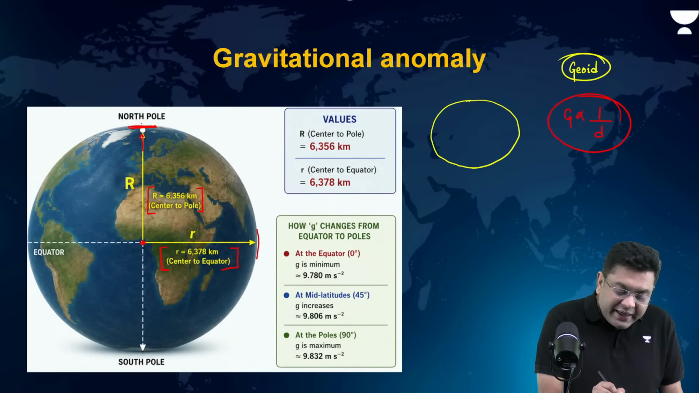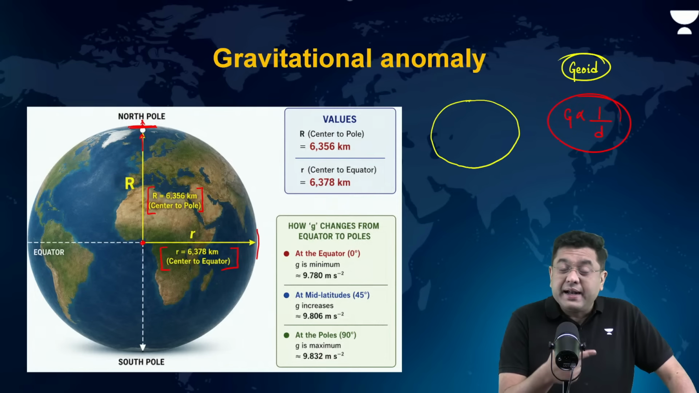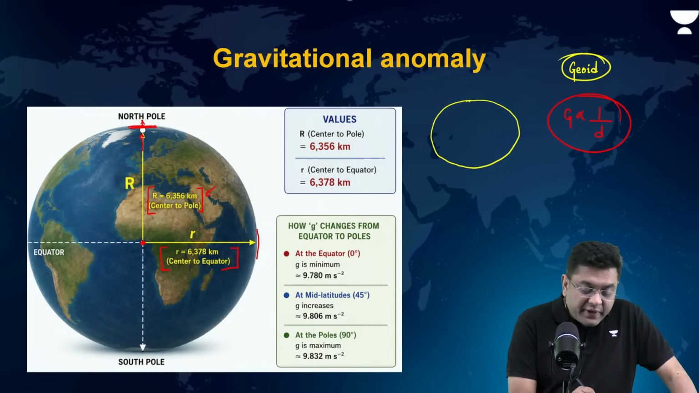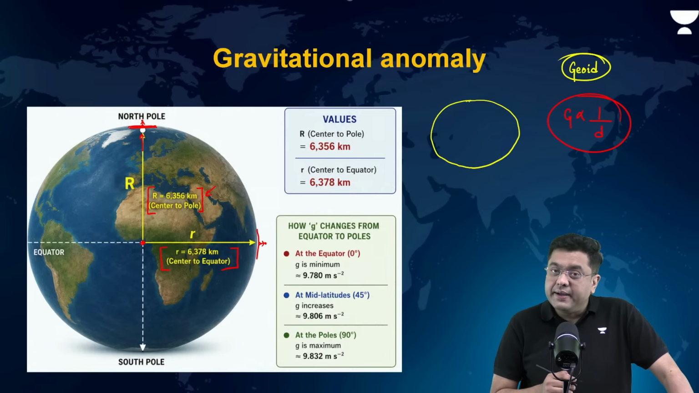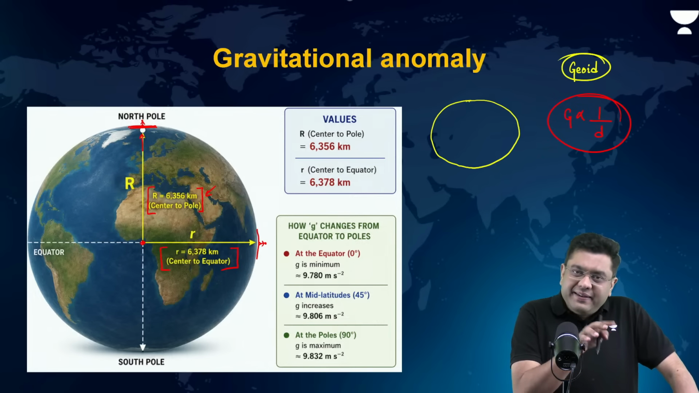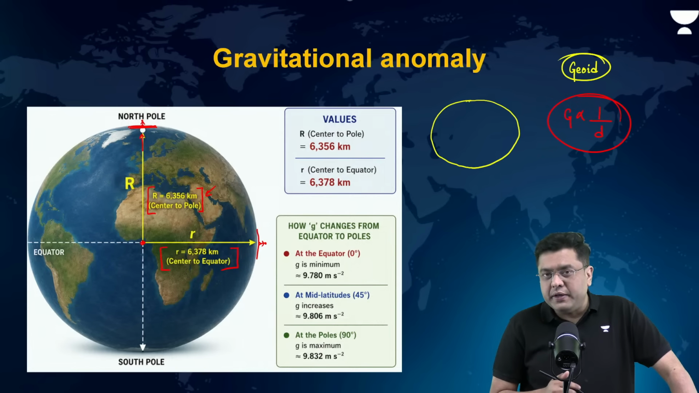So, if you are at the region of the North Pole, you will experience a greater gravitational pull because the distance is less. If you are at the region of the equator, you will experience lesser gravitational pull because the distance is slightly greater. So that means there is a difference in terms of the gravitational pull that you experience.